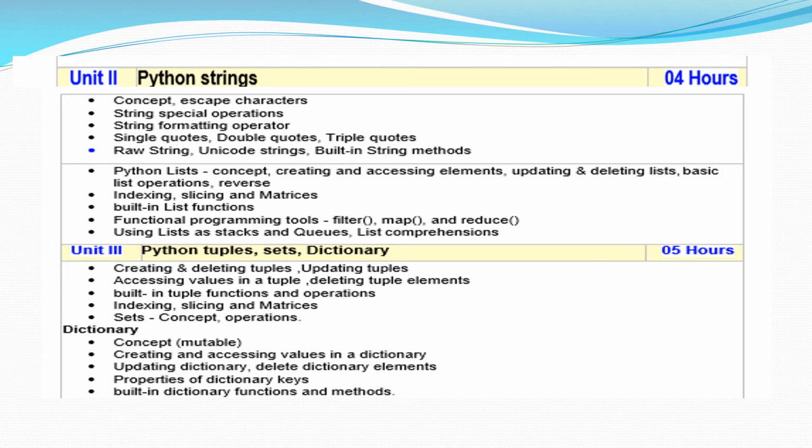Next is sets and its operations. After that, next topic is dictionary. It is just like a key value pair and it is mutable. Here we are going to discuss how to create, access, update, delete dictionary elements and some built-in functions and methods of dictionary.